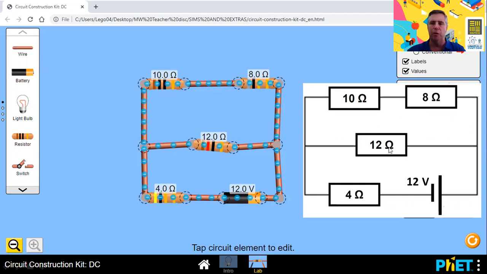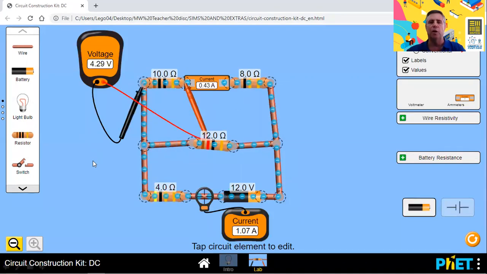Here's the exam question on the right, and I've set up the circuit so it exactly matches. A 12-volt battery, the resistances are all the same, all the branches are the same. So we can actually take voltmeters and ammeters, and we can measure the things that we have been calculating. So, for example, our voltmeter is measuring 4.29 volts across that 10 ohm resistor.